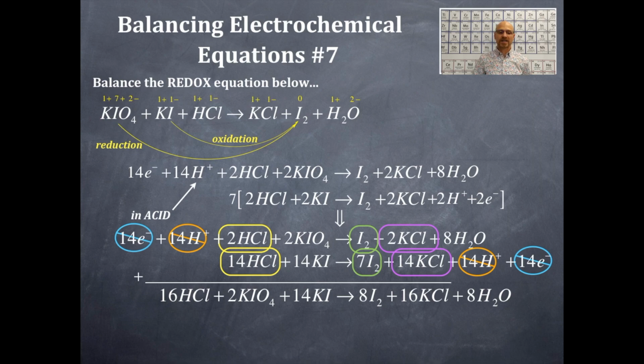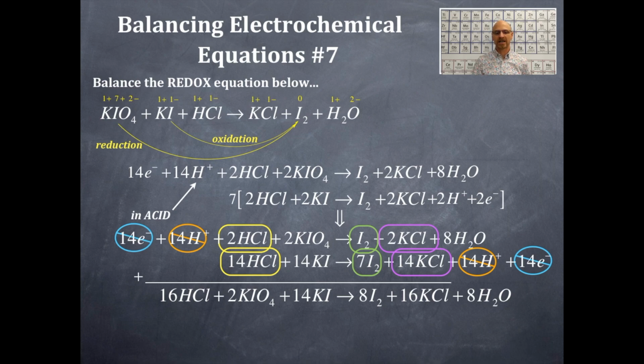On the reactant side, we have 16 chlorines. On the product side, we have 16 chlorines. On the reactant side, we have 2 potassiums plus 14 potassiums. That's a total of 16 potassiums. On the product side, we have 16 potassiums. On the reactant side, we have 2 iodines plus 14 iodines. That's 16 iodines. On the product side, we have 8 times 2.